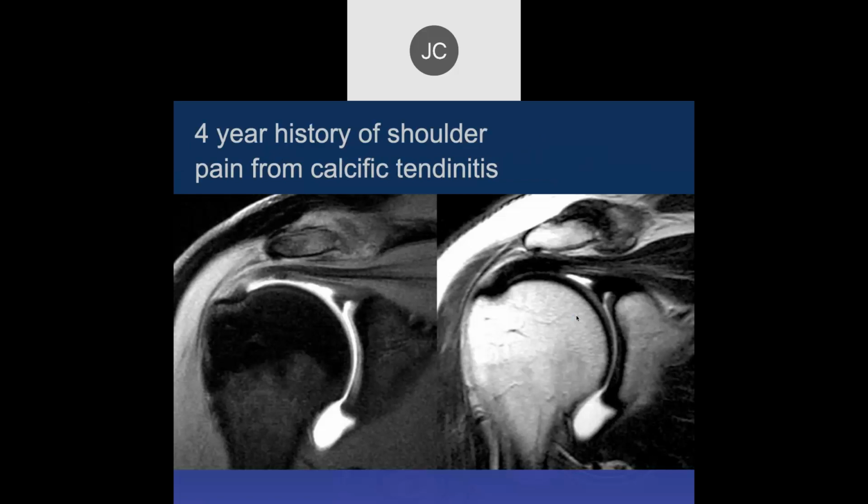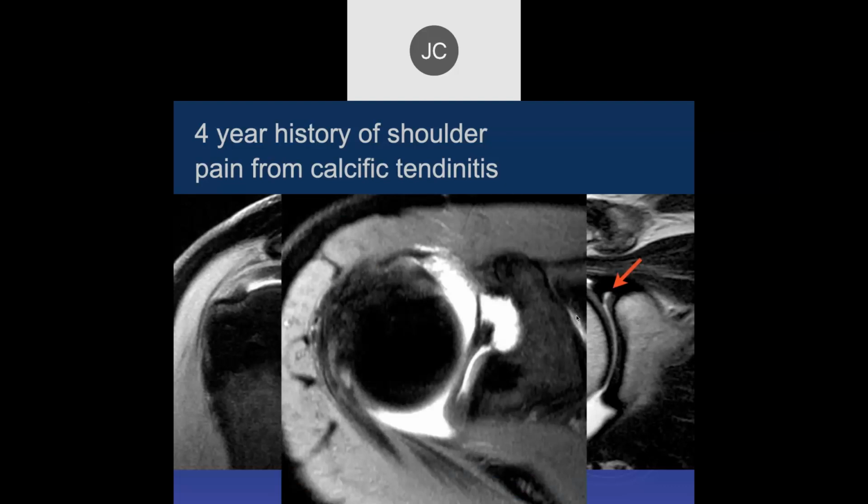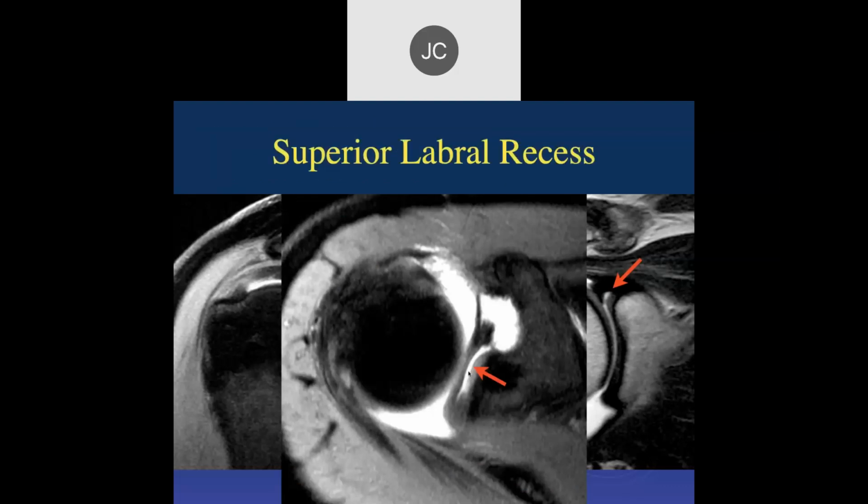Let's see. Robert, what do you think of this case? All right, so we have a 4-year history of shoulder pain from calcific tendinitis. Looking at that superior labrum, looks like a pretty smooth contour, so I think it's still a normal recess there. Okay. And then here we can see it on the axial images, and that's a superior labral recess.